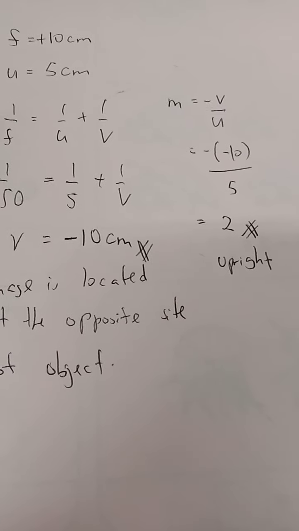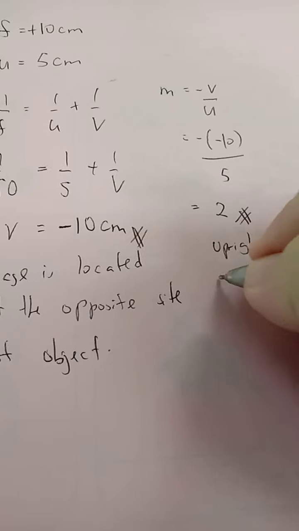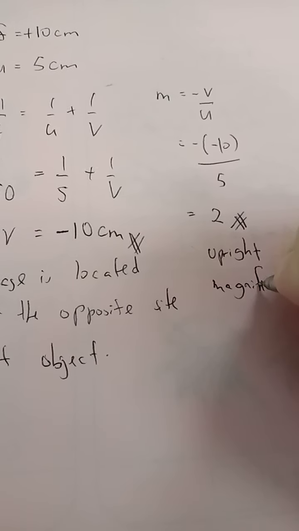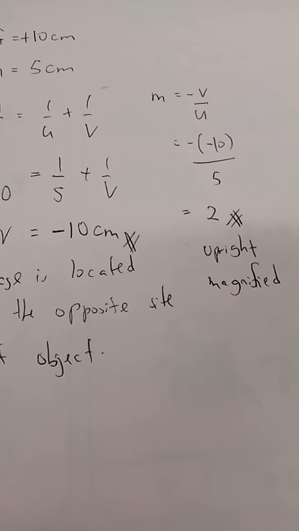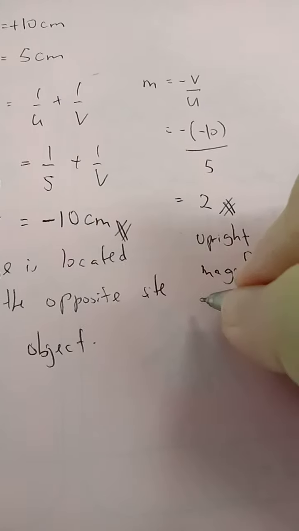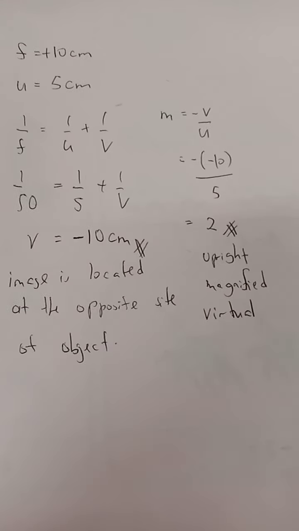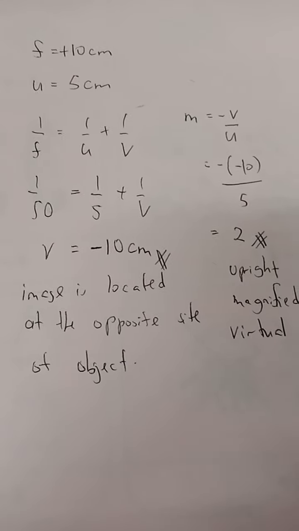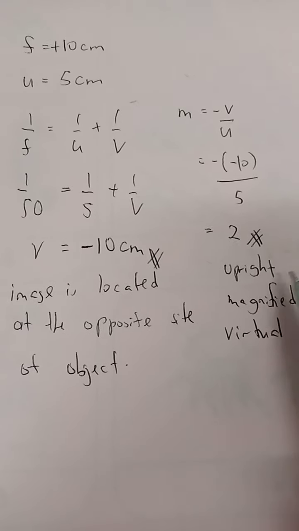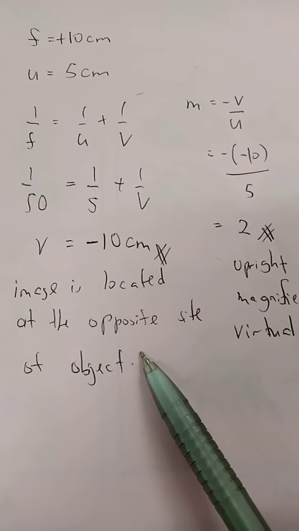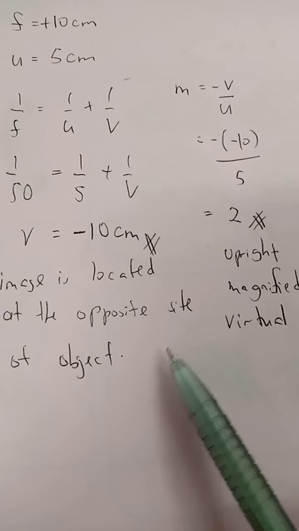And the value is greater than 1, meaning that the image is magnified. For an upright image, it is always virtual. So these are the characteristics of the image formed: upright, magnified, virtual, and the image is located at the opposite side of the object.